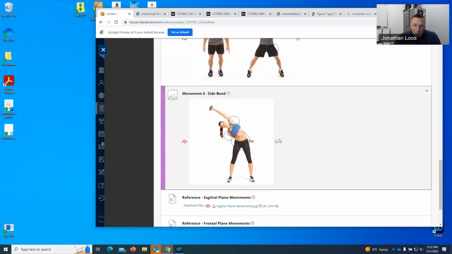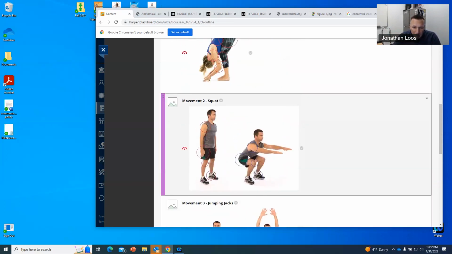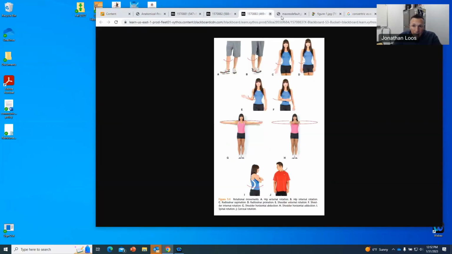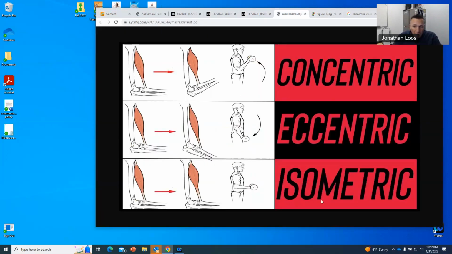But really the big picture, the big concept here is being able to delineate between the joint action and the muscle activity. And it's not always the same. It's only the same during concentric or isometric activity, right? The joint action and the muscle activity are going to be identical. During eccentric activity, the joint action that you see, so here in this case, elbow extension, is going to be done by the elbow flexors, right? The opposite of that.